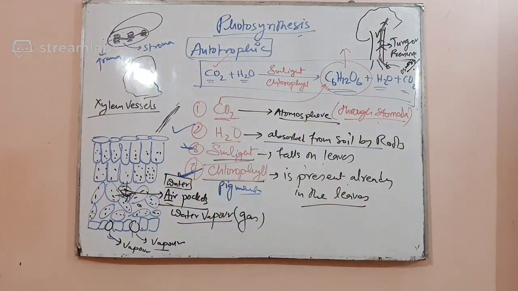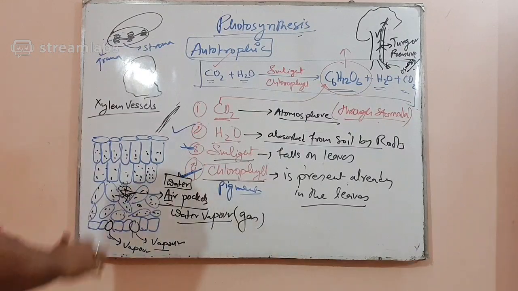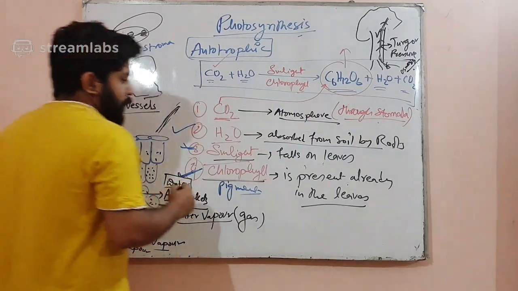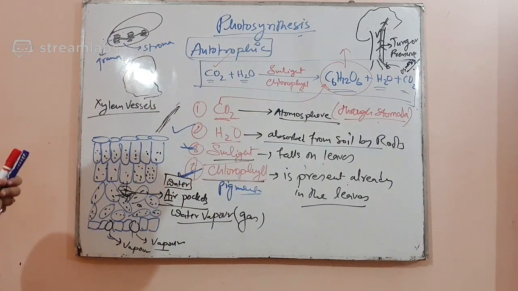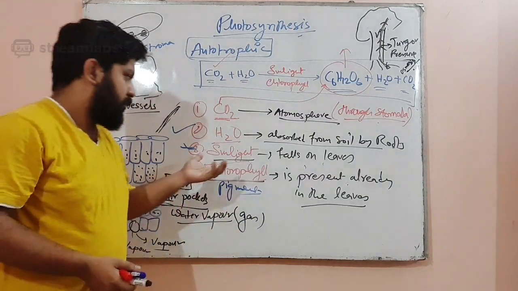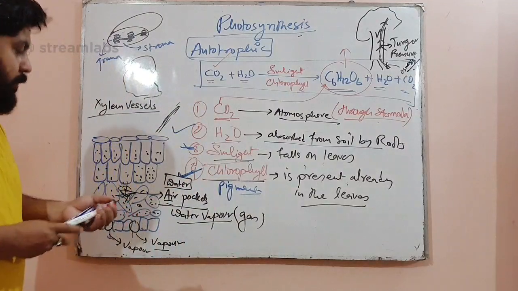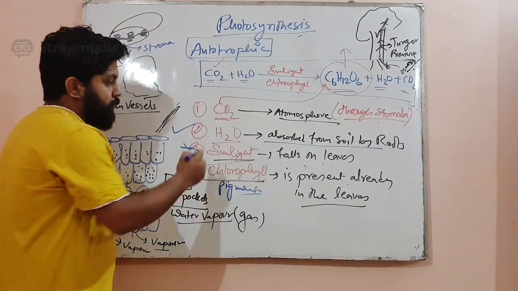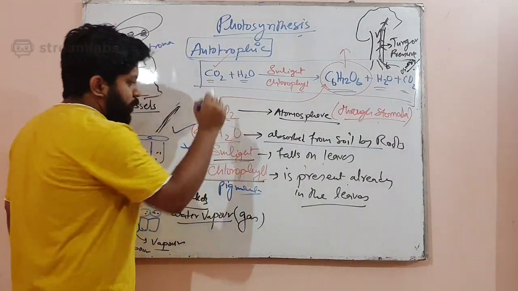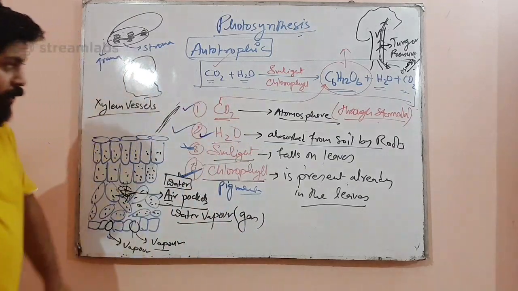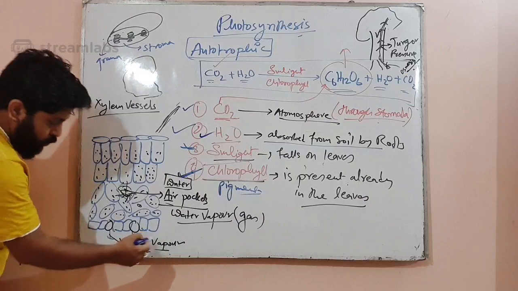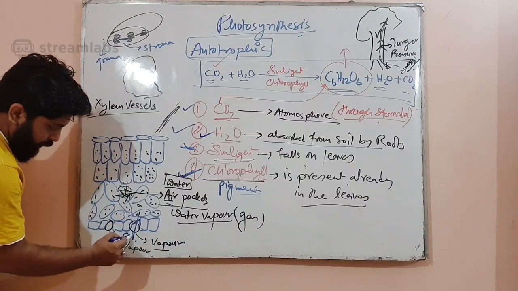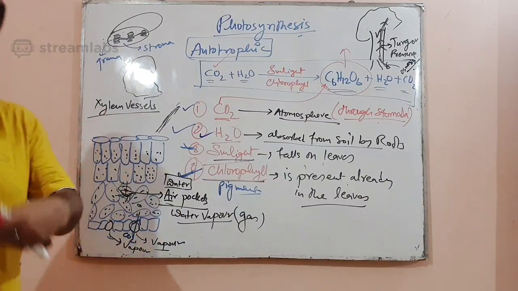So, that is the discussion of how H2O goes up and is absorbed. Now, what happens is that the H2O part is done, and the CO2. How does the CO2 enter? The CO2 also enters through the stomata only. Now how? Through the stomata.